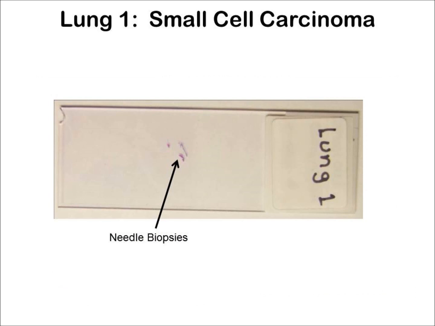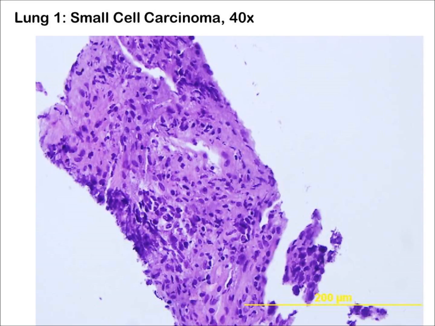Place the slide labeled Lung 1 of small cell carcinoma on a piece of white paper and observe that it contains several small fragments of tissue from needle biopsies. Next, place the slide on the microscope stage and under low power, locate one of the fragments and switch to higher power. Observe that most of the nuclei are dark staining and are generally round. Scan the tissue for an area where you can see an entire cell and observe that it is relatively small. Indeed, they resemble lymphocytes but are somewhat larger.